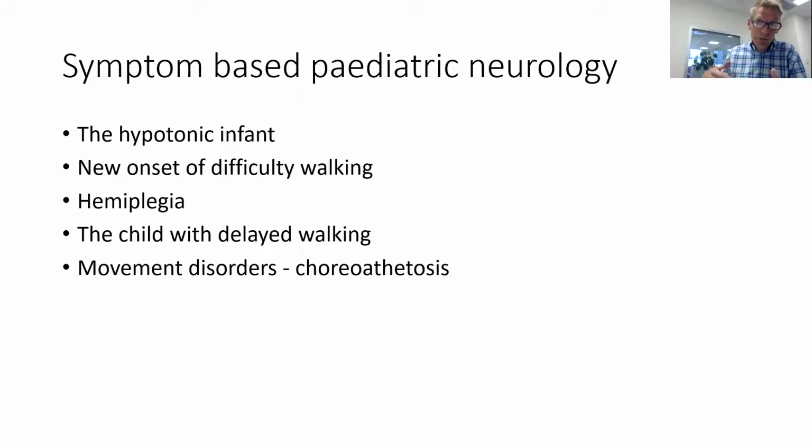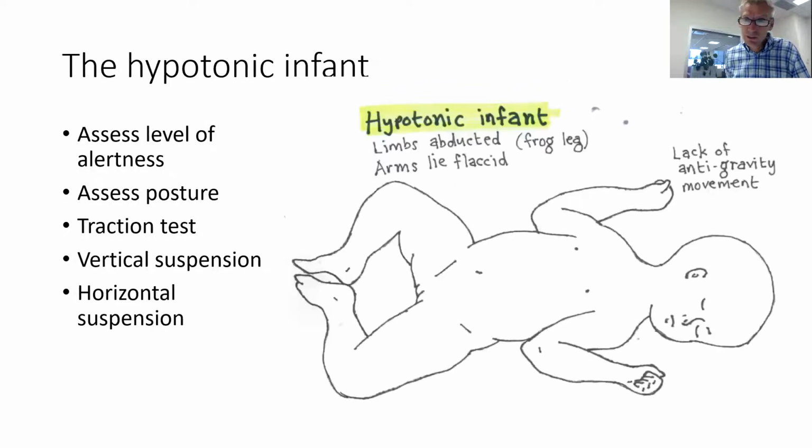Another one is a hemiplegia. The child presents with a hemiplegia, like weakness down one side, and then the child with delayed walking, and then movement disorders. If you think about paediatric neurology in these terms, where there's a number of common clinical syndromes, then you can determine where the lesion is and then what the lesion is. We'll go through a few of these as examples, to try to assess it.